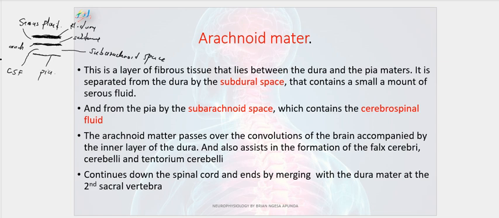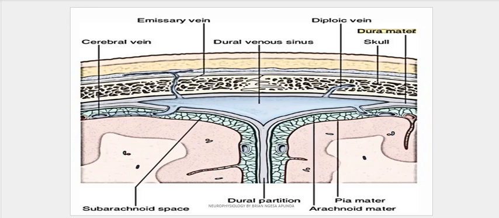The arachnoid mater passes over the convolutions of the brain, accompanied by the inner layers of the dura, also assisting in the formation of the falx cerebelli and tentorium cerebelli. If we revert back to our prior image, we'll be able to see that the meningeal layer of the dura is normally accompanied by the arachnoid mater. So maybe note that.